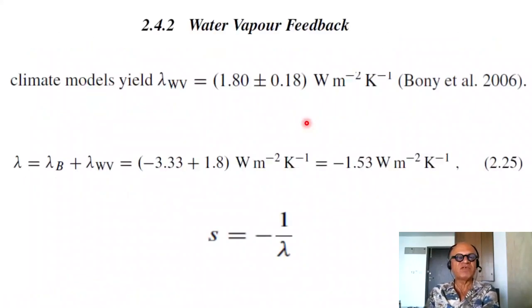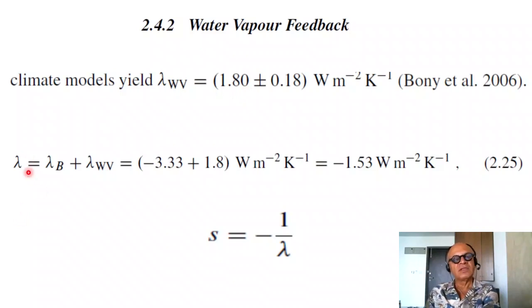Let's add water vapor feedback to that. Climate models now yield a water vapor feedback estimate of 1.80 plus minus 0.8. It's a positive feedback because as temperature increases, water vapor increases. It's a greenhouse gas, makes it warmer, and the other way when you cool it. So that's not easily estimated from observations. So we take models and then we look for evidence that this is a reasonable value. How do we do that?